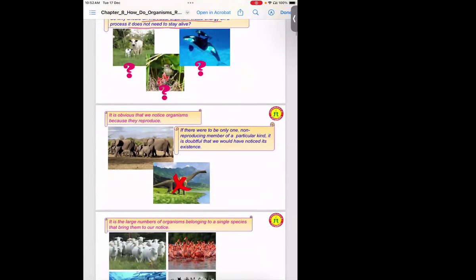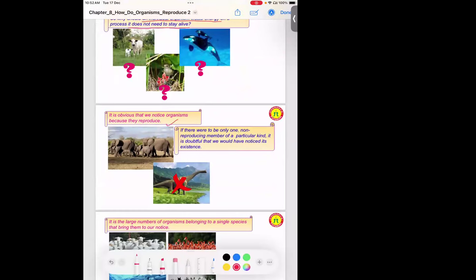So it is obvious that we notice organisms because they reproduce. Like here you can see in the picture, so many different elephants are there, right? The numbers of these elephants increase because of the elephants only. Initially one elephant was there, then two, then maybe four, then six, then eight. So how were the numbers increased? It was increased due to the reproduction process.